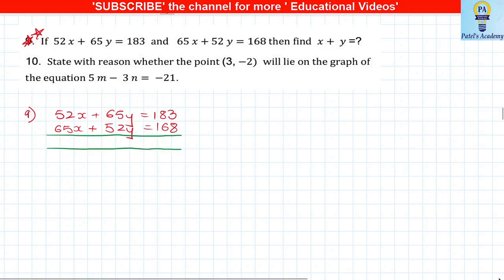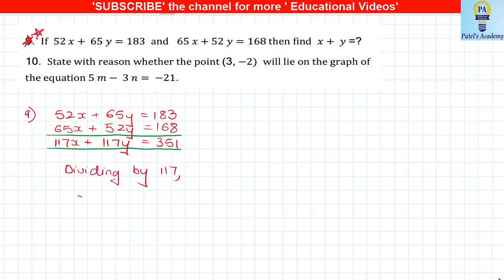What we have to do is, students, we have to add both the equations. When you add both the equations, what we get is 117x plus 117y equal to 351. Dividing by 117, what we get is x plus y equals 3. x plus y equal to 3, and this is what we want. We want just the value of x plus y. And a small hint, students, if they say find x minus y, you will do the same thing, but you will subtract the equations. So when you subtract, you will get the value of x minus y.